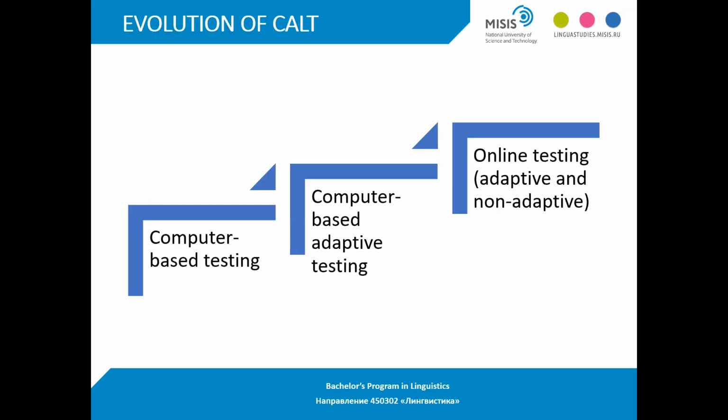which shows you the evolution of computer-assisted language testing. So what was the first step? The first step was computer-based testing. It was very important, I think it appeared somewhere in the mid-1990s, when it was offered as an alternative to the so-called pen and paper or pencil and paper test.